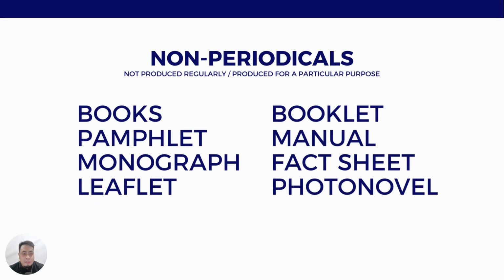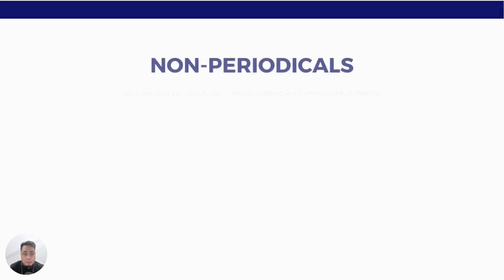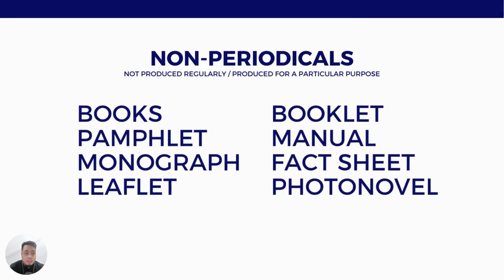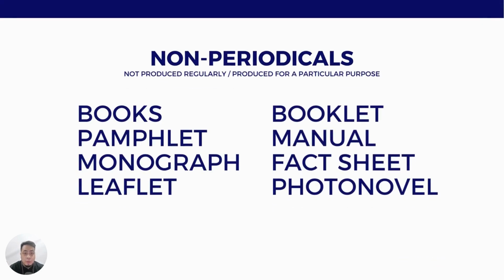Examples are books, pamphlets, monographs, leaflets, booklets, manuals, fact sheets, and photo novels. Comparatively speaking, these items, as compared to the journal, newsletter, magazine, and newspaper, should not follow a particular timeline. Okay, so the keyword for the periodicals is regular and intervals, and this one doesn't follow a particular timeline, but rather has a particular purpose.